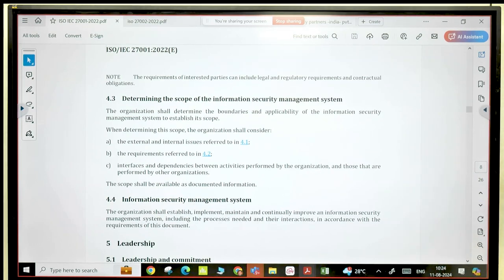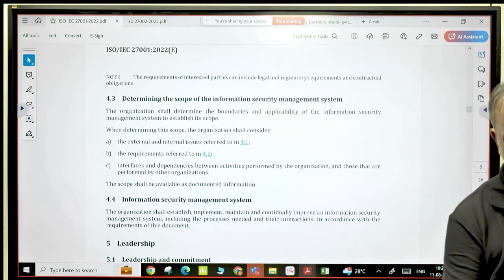4.4, the organization shall establish, implement, maintain, and continually improve an ISMS, including processes needed and their interactions in accordance with the requirements of this document. कुछ specific demand नहीं है. Broad, high level statement है. Nothing for you to do from a clause number 4.4 perspective.